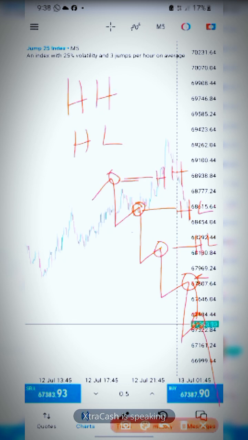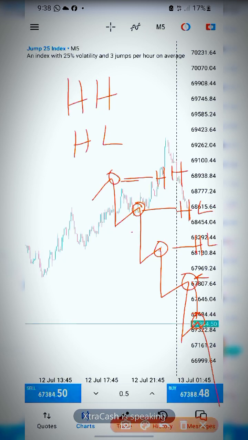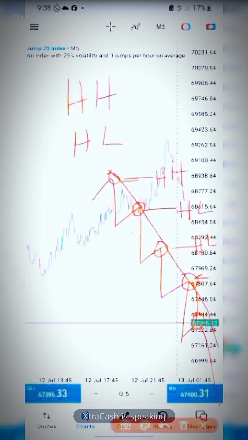So after you have identified your higher high and your higher low, you can get your trend line and plot your trend. With this, you know that whenever market is coming closer to this trend line, if it shows you a bearish sign, it will drop.